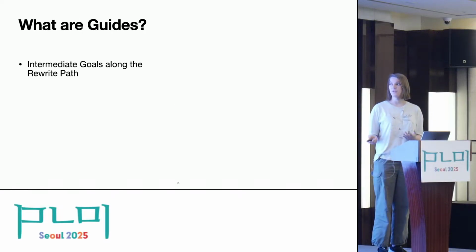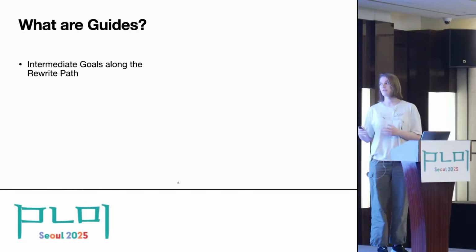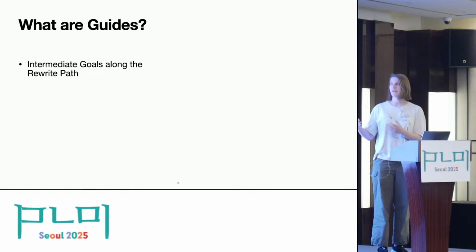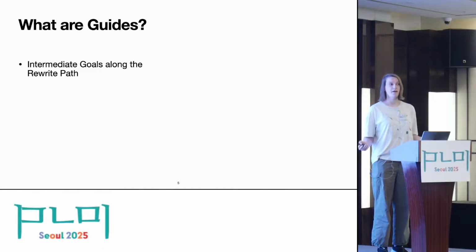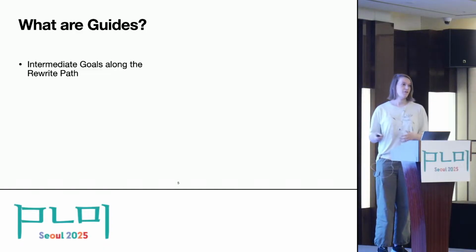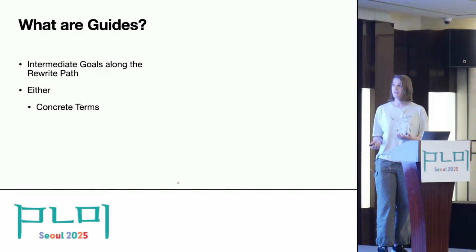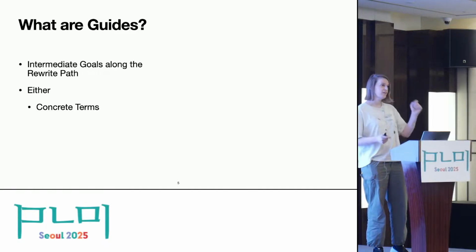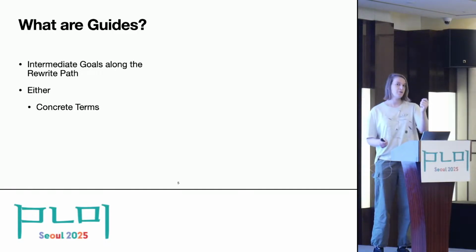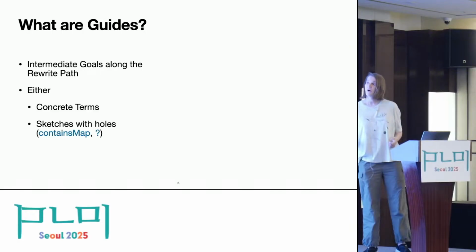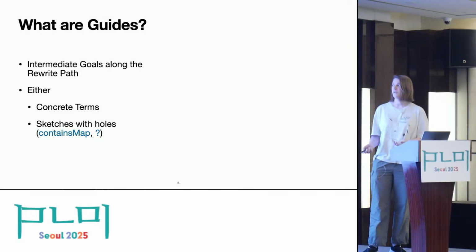I want to go a bit more in detail. These intermediate goals or guides lie along the rewrite path of the whole problem. At least that's where they're supposed to lie. So they can be either some concrete term that says, hey, this term I want to prove now, then this one, or they can be kind of sketchy with holes.